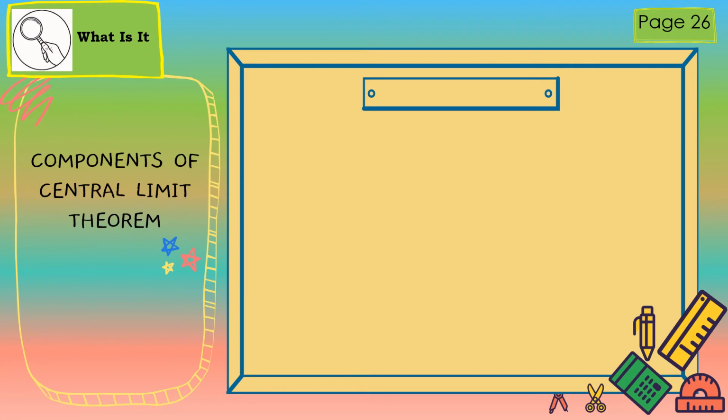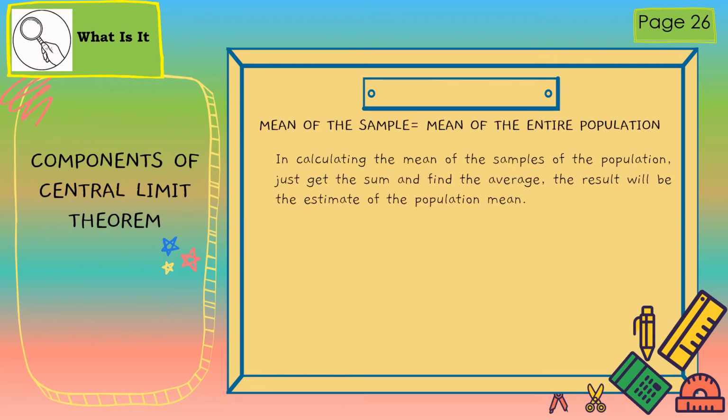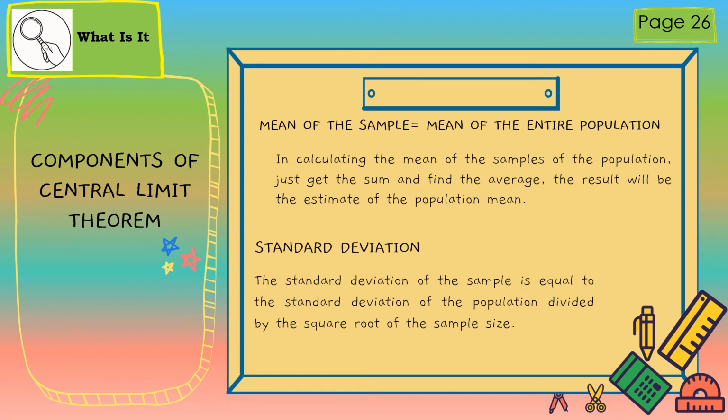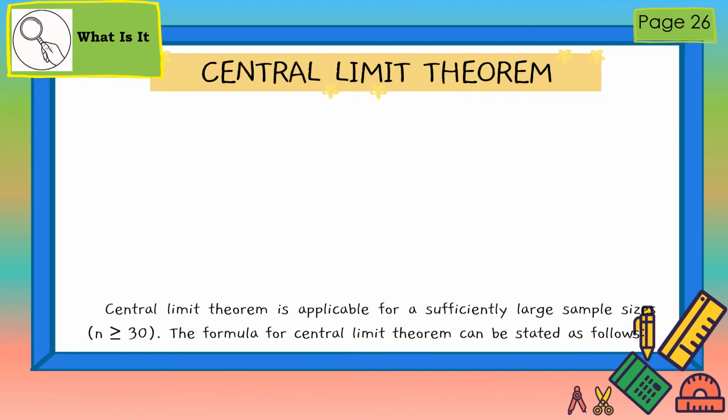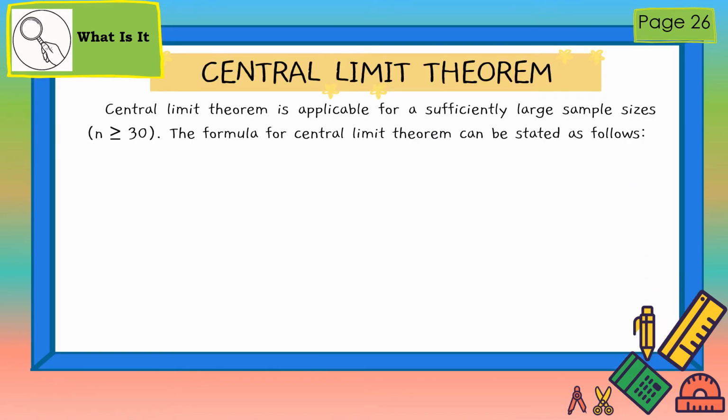We have the components of the central limit theorem. The mean of the sample equals the mean of the entire population. In calculating the mean of the samples of the population, just get the sum and find the average. The result will be the estimate of the population mean. We have also the standard deviation. The standard deviation of the sample is equal to the standard deviation of the population divided by the square root of the sample size. The central limit theorem is applicable for sufficiently large sample sizes, that is, n is greater than or equal to 30.